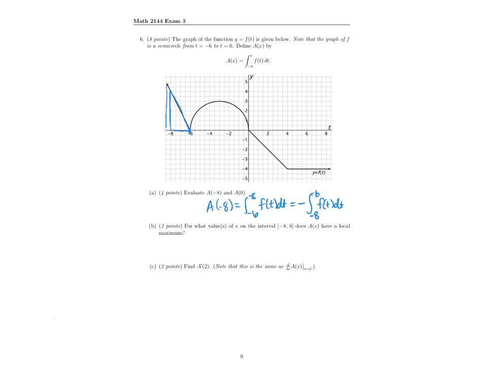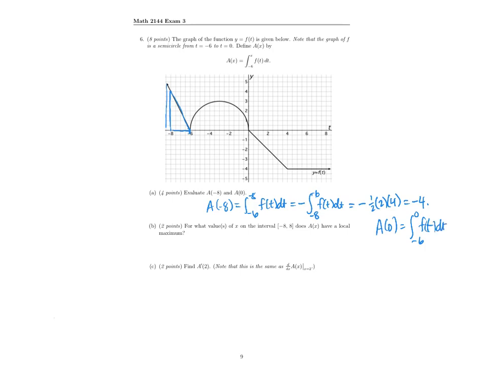That area is a triangle. And the base of that triangle is 2, and the height of that triangle is 4. So it's going to be negative of 1/2 times the base times the height. So this is going to be negative 4. And A of 0 is going to be the integral from negative 6 to 0 of f of t dt.